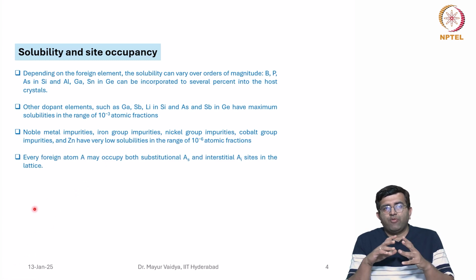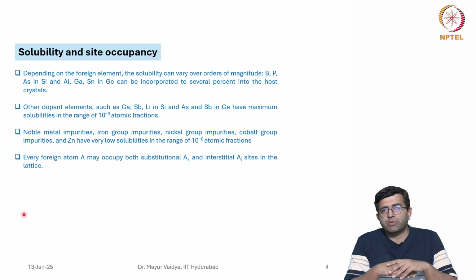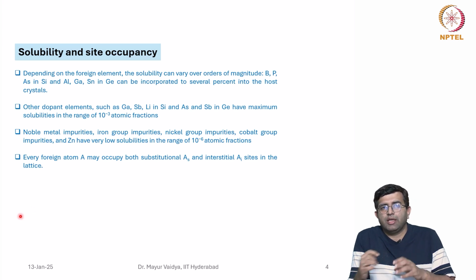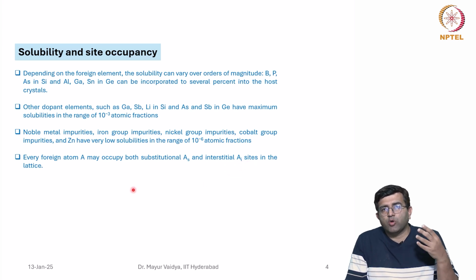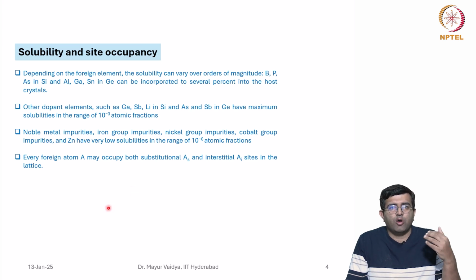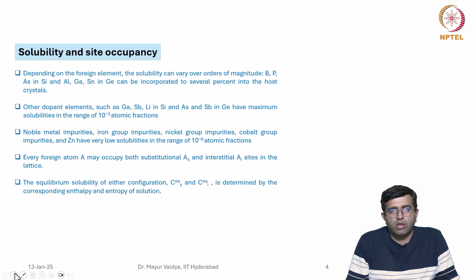Now, every foreign atom may occupy both substitutional and interstitial sites in the lattice. So, suppose if a foreign atom A comes, it may occupy a substitutional site and you call it as AS, and or it can occupy interstitial AI sites in the lattice. And remember, this is more common in semiconductors than in metals because of the relatively open structure of the semiconductors. The equilibrium solubility of either configuration, whether it is CS or CI, is determined by the corresponding enthalpy and entropy of the solution.